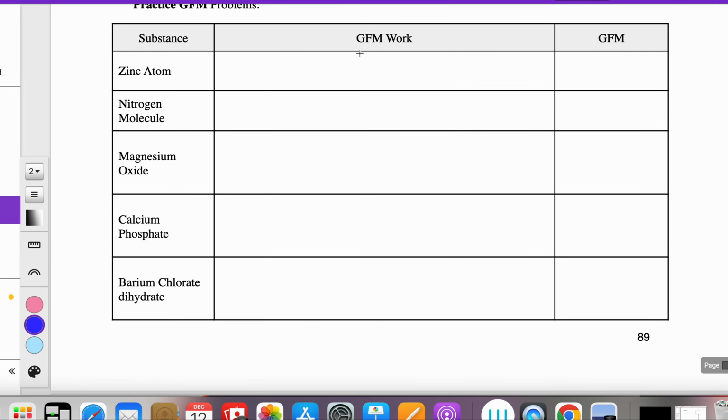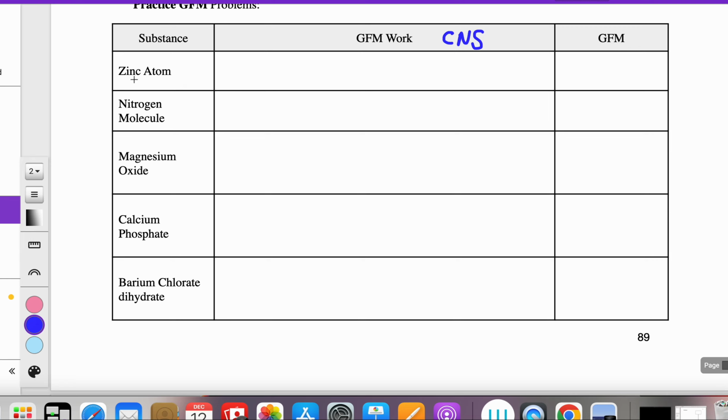Now, calculating the actual GFMs. You need to show this work. This is the correct numerical setup. Many times on exams, you will only be graded on your GFM work and not on a final calculated answer. So let's take a look. In order to come up with the gram formula mass, molar mass, or the formula mass, you have to have the correct chemical formula of the substance.